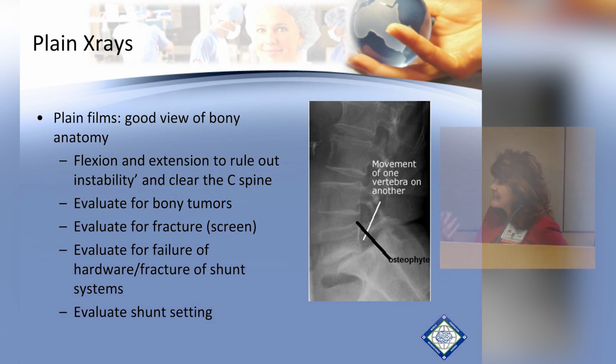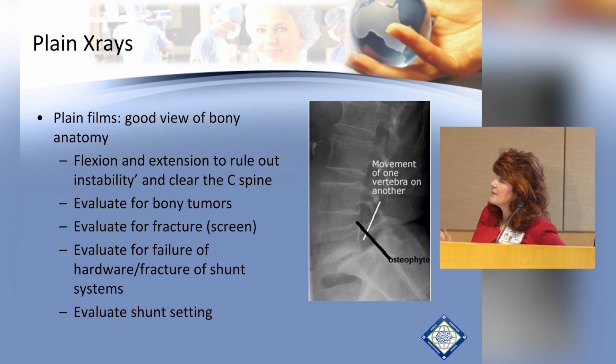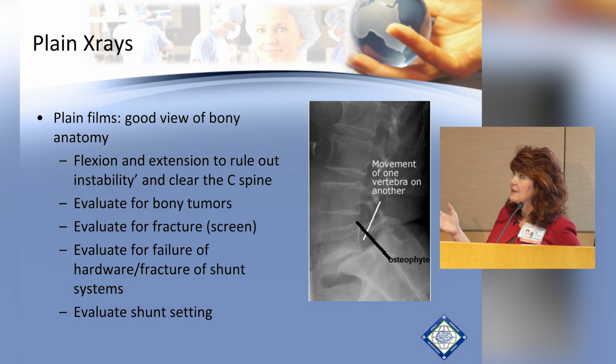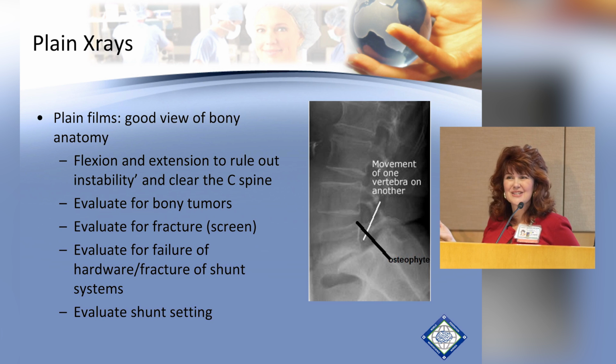And so the next thing I want to touch on is just plain x-rays, because plain x-rays can give us a ton of information as well. Plain films show a great view of the bony anatomy. And flexion and extension views, you see us doing that all the time in the hospital. What we're looking for is instability, particularly in a trauma center. That's a terribly important thing.